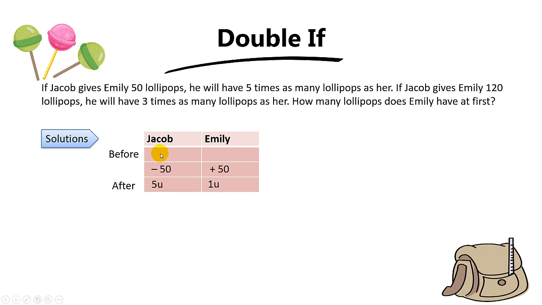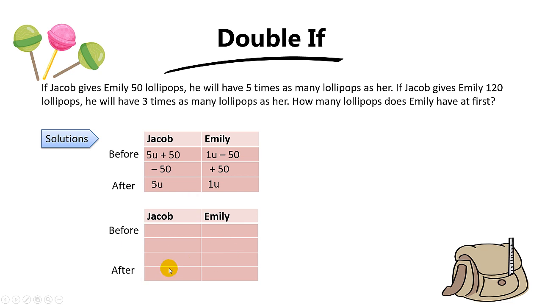So to find the before, you need to work backwards. You will take 5 units plus 50. Then you take 1 unit minus away 50. So this will be the before for both Jacob and Emily. Now the next step is to draw another table, and then you copy and paste the same before for both Jacob and Emily.